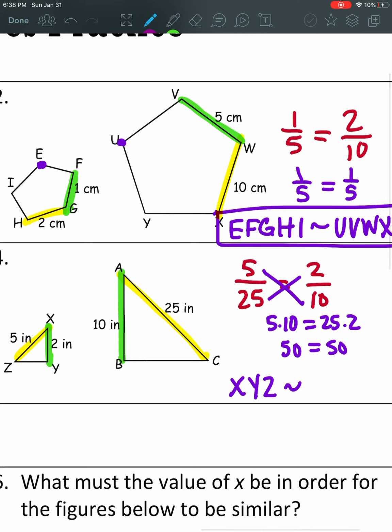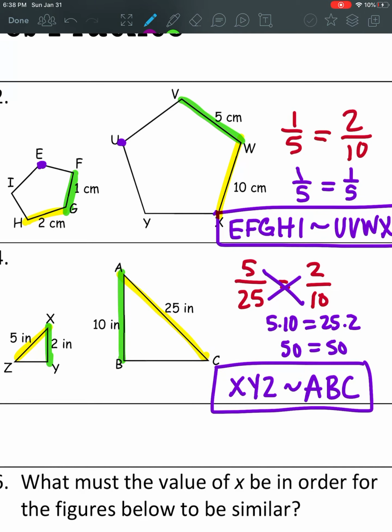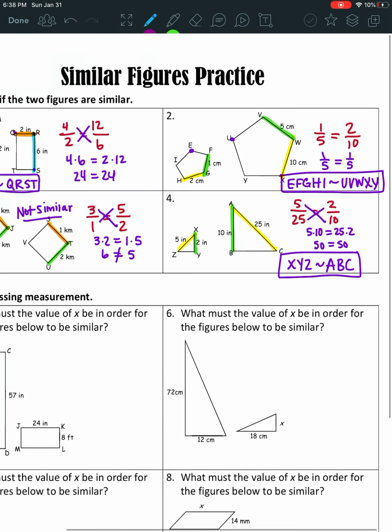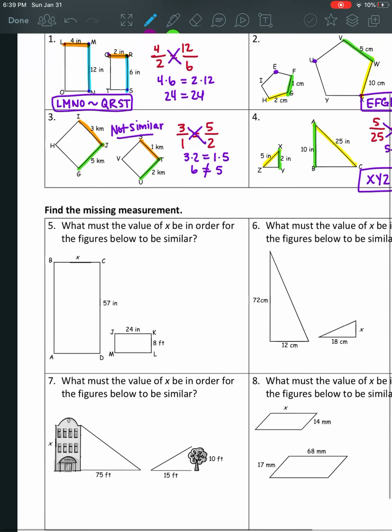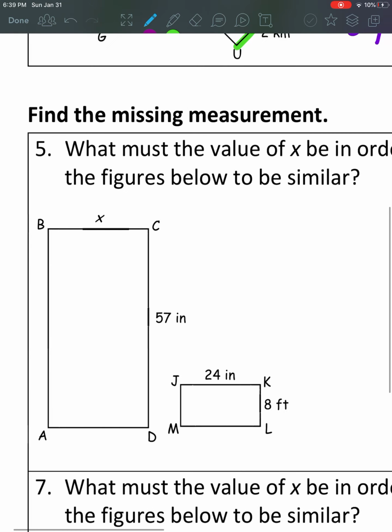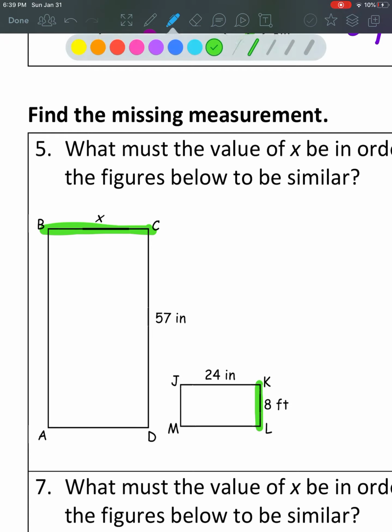So our similarity statement is XYZ is similar to ABC. Most often they do come in alphabetical order, but not always. Okay? Again, if I'm going too fast, please pause the video. Make sure you can get all these in your notes.